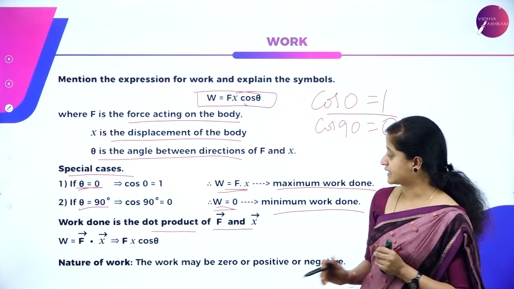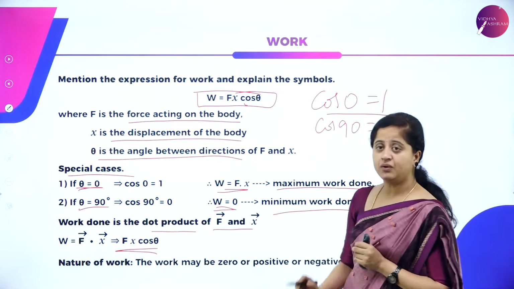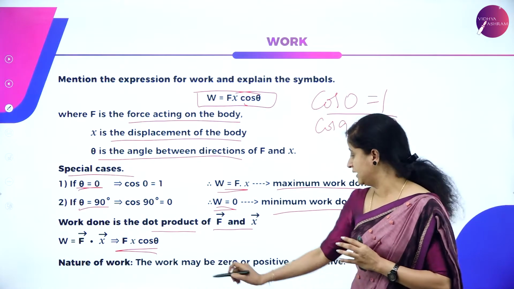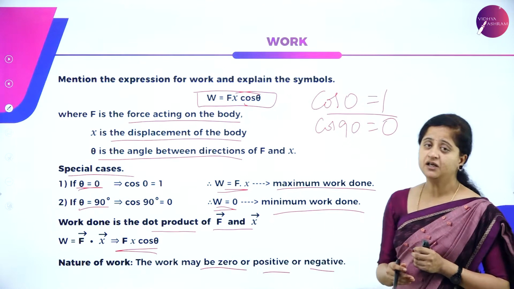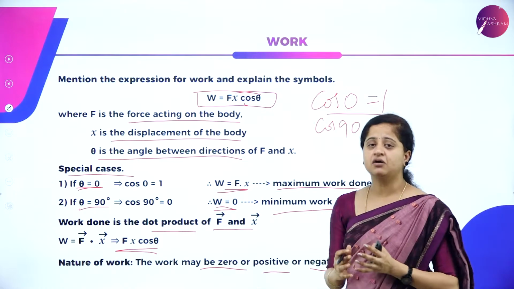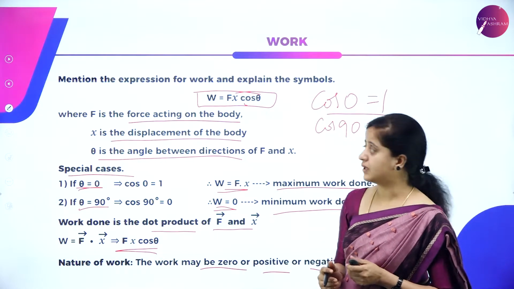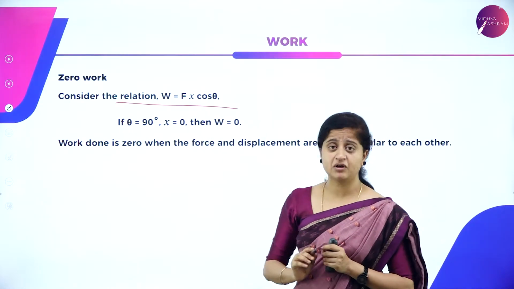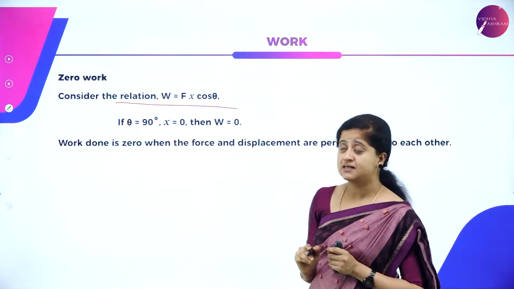So as we have discussed, work done is nothing but the dot product of F and x, and hence we can write it as Fx cos theta. So what is the nature of work? This work done can be 0 or it can be positive or it can be negative. We can make out what is positive work done and negative work done, but we must know what is 0 work done. So 0 work, by considering the relation W is equal to Fs cos theta, we can understand what is a 0 work.